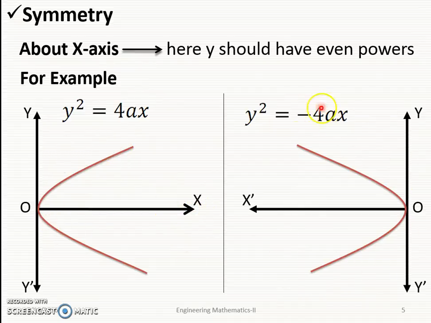On the right hand side, another example is there. y square is equal to minus 4x, another parabola. So this is also symmetrical about x-axis. This is the curve.